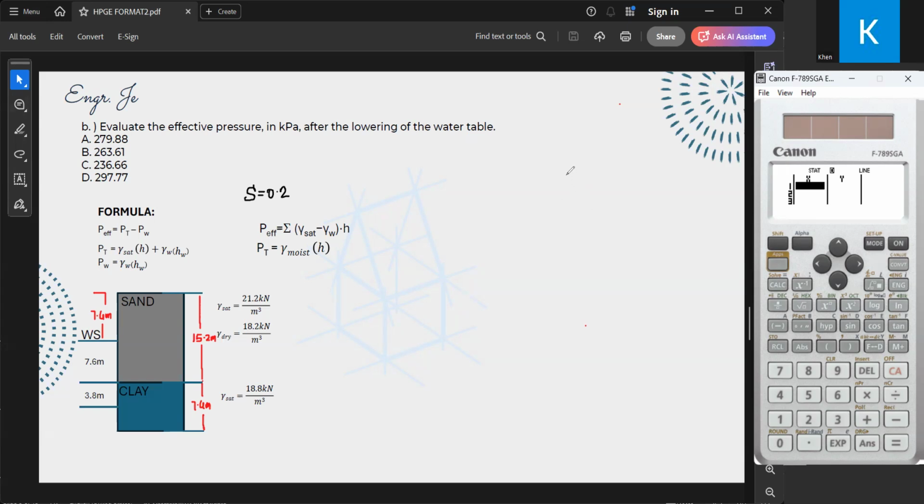And you can see here that there is X and Y area. The X part is the degree of saturation, and the Y part is the unit weight. So we're also going to use our gamma dry, that is 18.2 kilonewton per cubic meter, and our gamma sat. So gamma dry, that's 0% for our degree of saturation, and its unit weight is 18.2. And for our gamma saturated, that is 21.2.